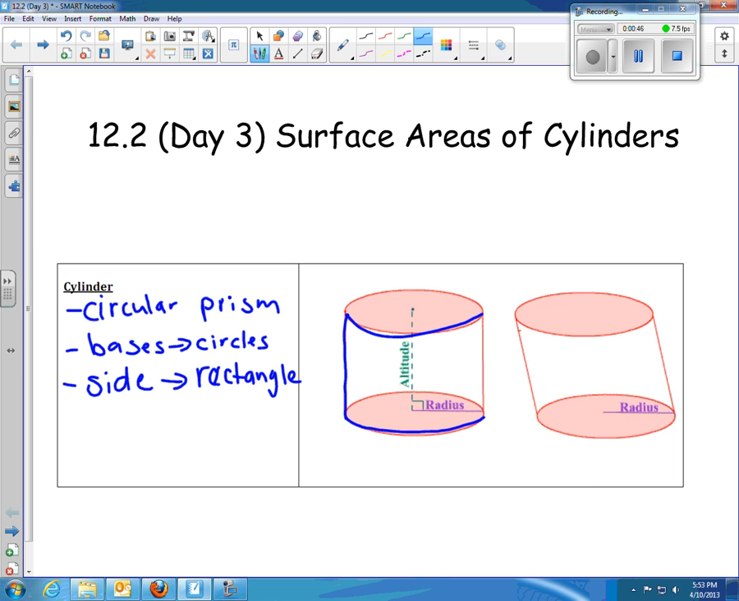All right, and we have two types of cylinders here. We have the right cylinder, and that's the one that stands straight up and down and makes a right angle with the ground or its base. And then we have our oblique. Remember, oblique leans to the side, your obliques are on your side. And when you have obliques, the altitude is actually outside of the cylinder.